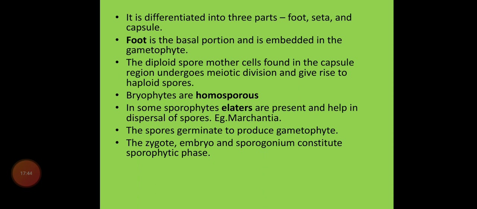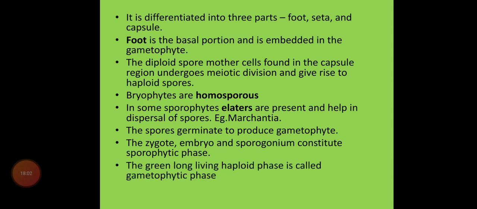Gametophytic phase includes thallus, antheridium, archegonium, sperm, a biflagellate antherozoid, and egg. The sporophytic phase includes zygote, embryo and sporangium. The green, long-living haploid phase is called the gametophytic phase. The gametophytic phase is haploid in nature. They live a long life. The sporophytic phase is very short.